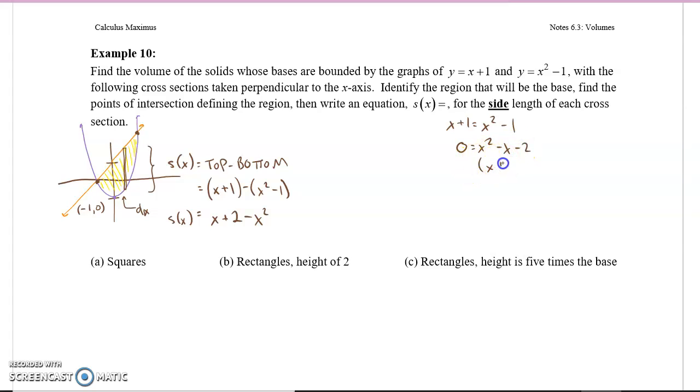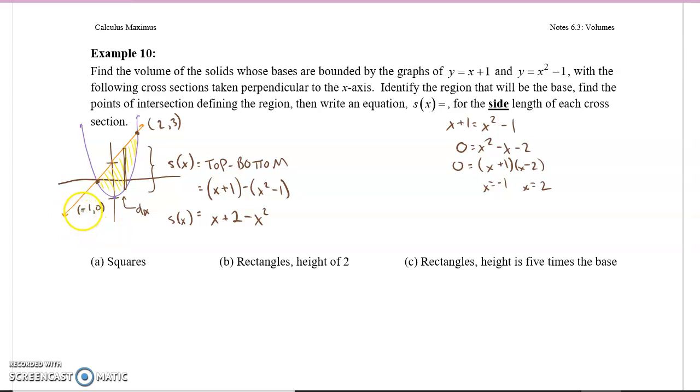So x plus 1 and x minus 2. So that negative 1 that we already knew about came from that factor. And then we have x equals 2. 2 is the x value. The y value will be 2 plus 1, which is 3. Quick check. 2 squared minus 1 also gives us 3.